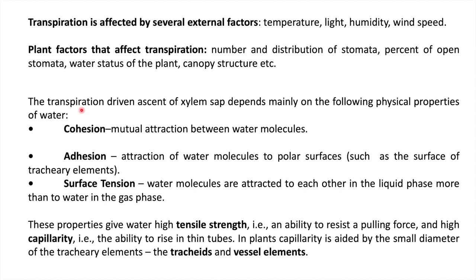How does this transpiration process occur in a plant? What kind of driving force helps movement of water in the xylem up to the leaves? The physical properties related to water are, first, cohesion. Water molecules attract each other, so they help in movement of water through the xylem up to the leaves. And the adhesion property. We know that water molecules are attracted toward polar surfaces. This polar surface belongs to the tracheary elements of the plant.